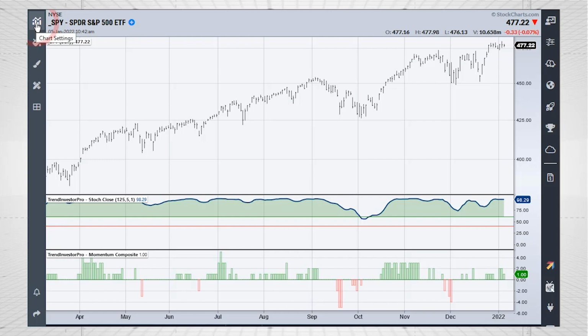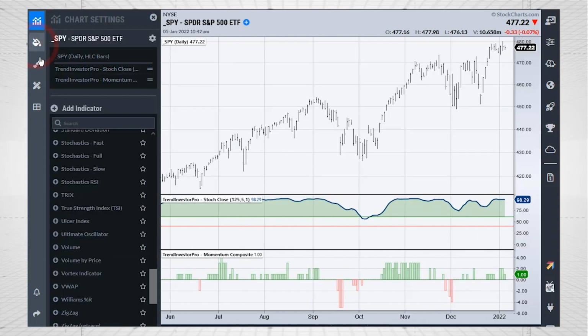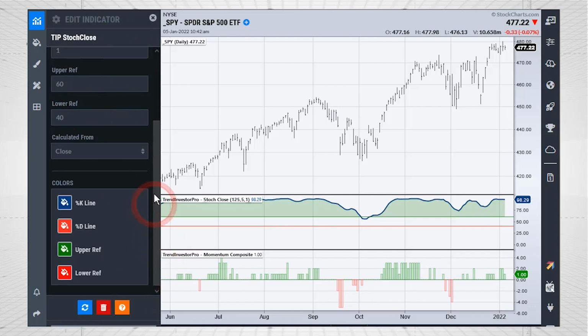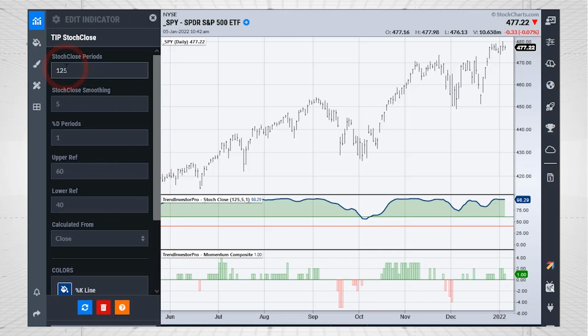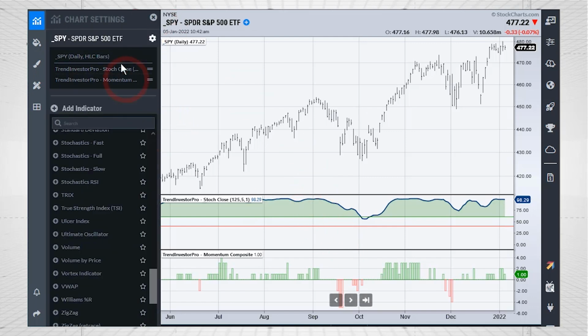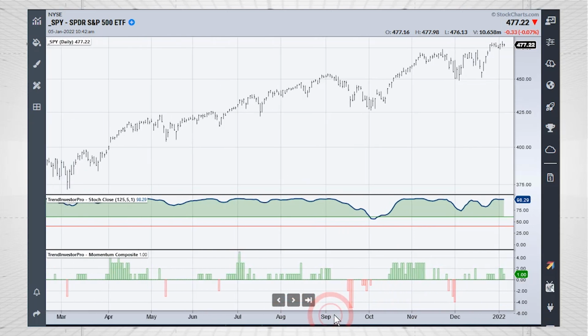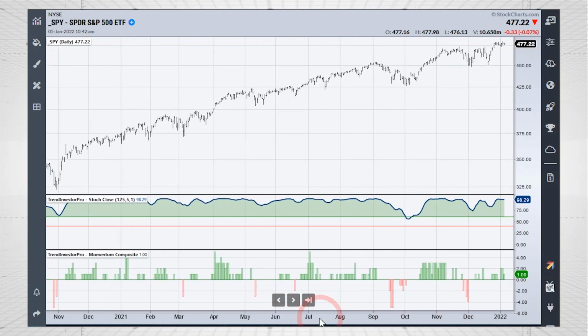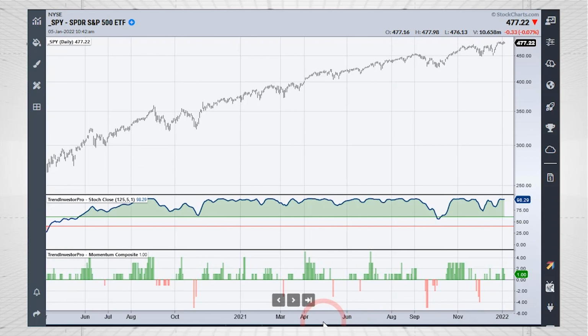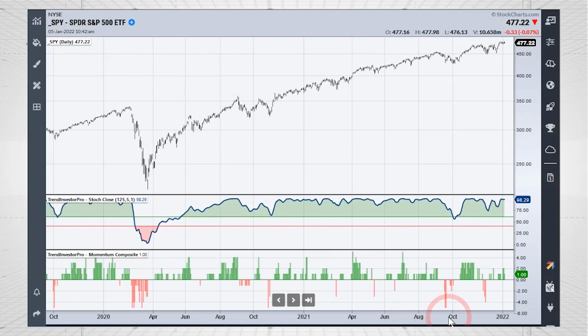And so over on the left, I'm going to open up the chart settings. And we can see there is the trend, the StoxCX indicator. 125 days covers 6 months. Smooth it with a 5-period moving average. And then when you get above 60, that's a bullish signal because clearly you're in the upper half of the range when you're above 60. And when you go below 40, you're clearly in the lower half of the range.